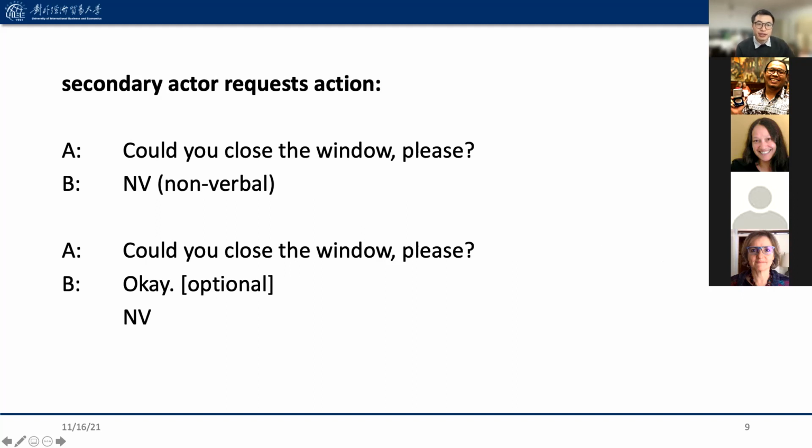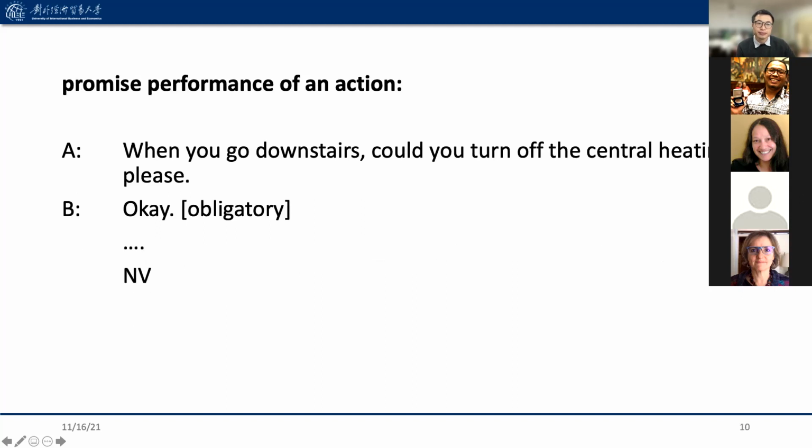So in the first instance, we've got the performance of the action directly by B, but at the same time, B can also promise before they perform the action. So could you close the window, please? B could also say, okay, and then go on and close the window. The action does not necessarily happen right away. So, for example, in this particular exchange, B is promising the performance of action. So when you go downstairs, could you turn off the central heating, please? Okay. And then after a while, B might go downstairs and turn off the heating.